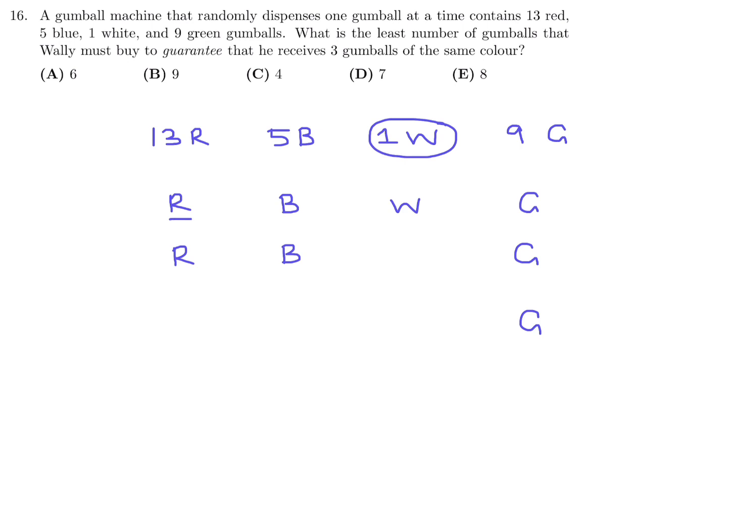So how many do we choose? 1, 2, 3, 4, 5, 6, 7, 8. So if you choose 8, it guarantees that you'll get 3 gumballs of the same color. So that means number 16, the answer being 8, is choice E.